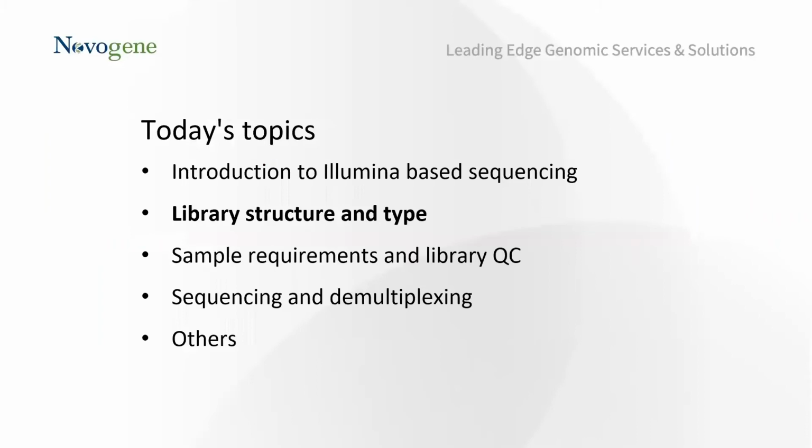All right, so we've gone over the general workflow. We now have a good idea of what the library constructs are, how they bind to the flow cells, how their clusters are formed, and a rough idea of how the workflow is to proceed. So now let's get into library structures and library types, the most commonly used ones, and how they affect our ability to get data.